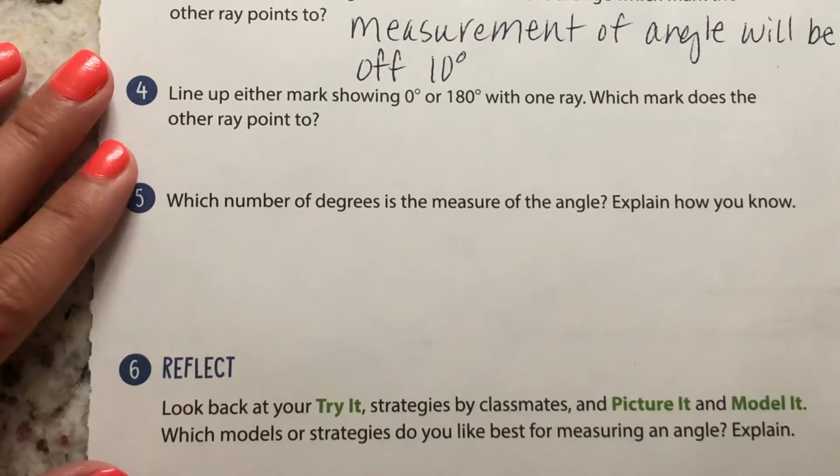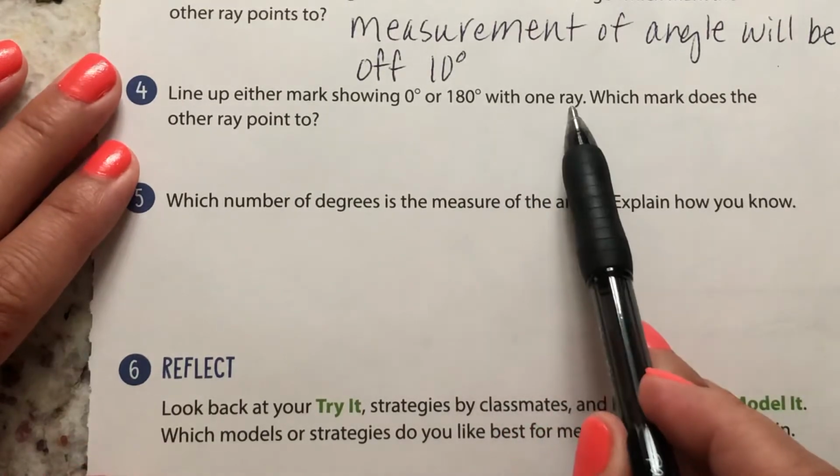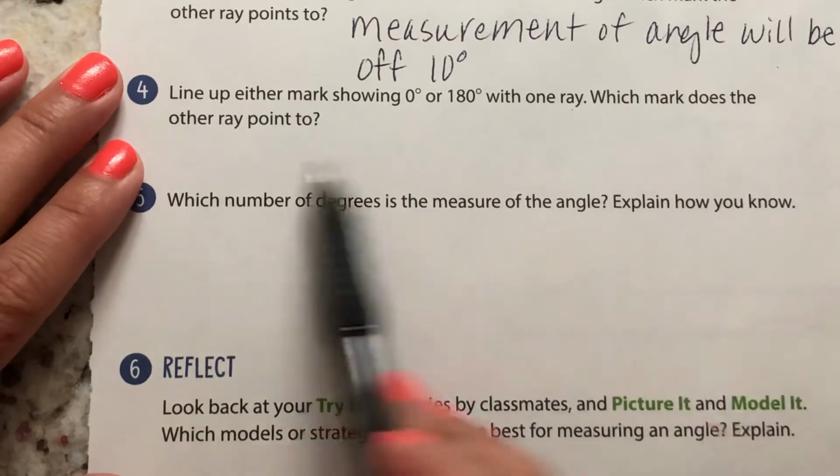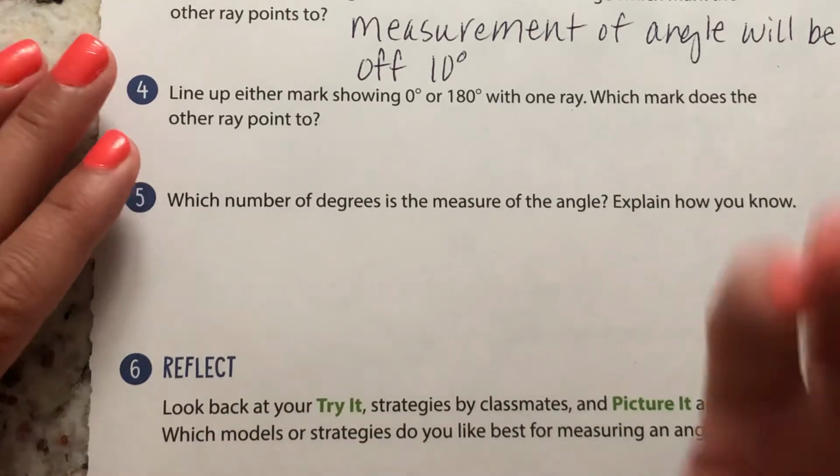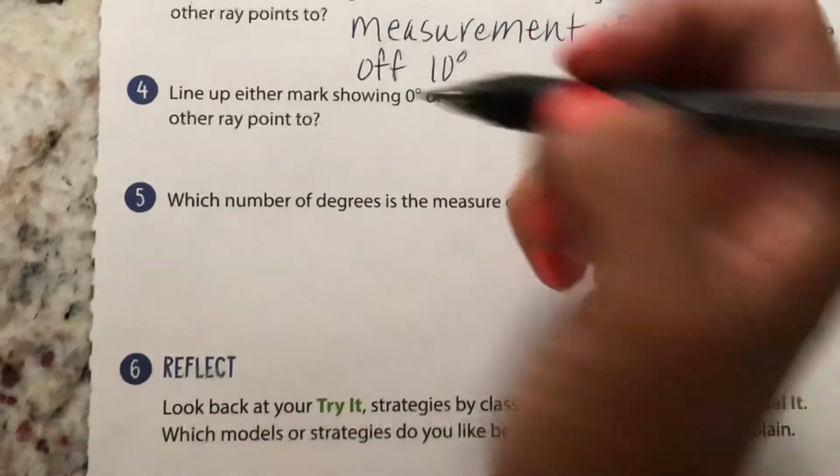Line up either mark showing 0 or 180 degrees with one ray. Which mark does the other ray point to? Well, the other ray points to the measurement of the angle.